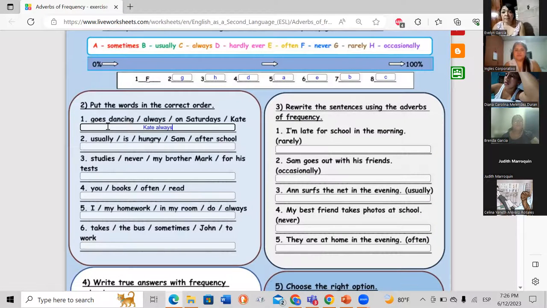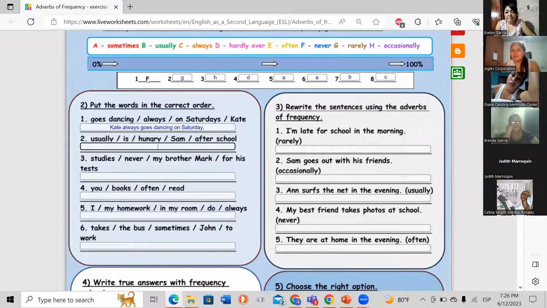Always goes dancing. Goes dancing on Saturday. Okay, very good. That will be the order of the sentences.